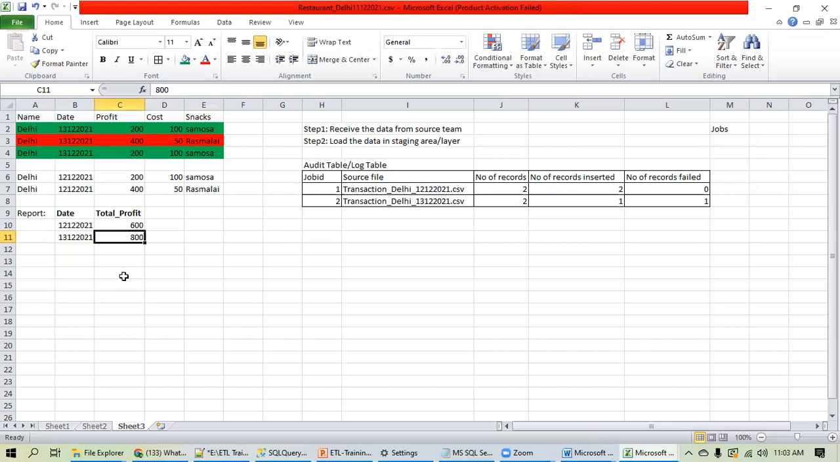How is it correct? This samosa is a duplicate, no? So samosa is a duplicate. By mistake, the manager has sent a duplicate record for samosa. You are showing 800, but actually it is 600 only. Now your business stakeholder will be happy: oh, our business is growing, very good, perfect. But actually, that is not the scenario.